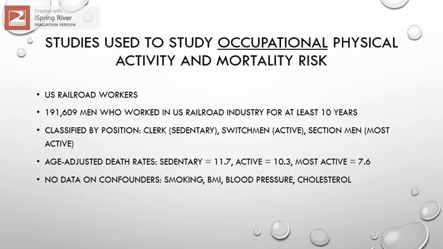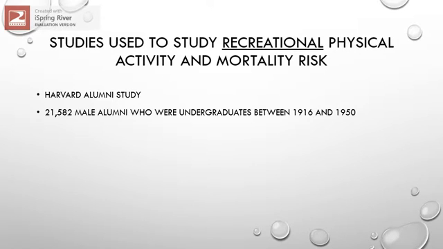However, they didn't have any data on potential confounders, so things that are also related to risk of death and possibly to their position. So smoking, BMI, blood pressure, cholesterol, and so forth. Because they don't have that information, it's a little bit suspect, but it's still likely that occupational physical activity decreases risk of mortality. There are other studies on this that show similar findings, but the data for occupational physical activity isn't as strong as it is for recreational physical activity, and that's what we're going to talk about next.